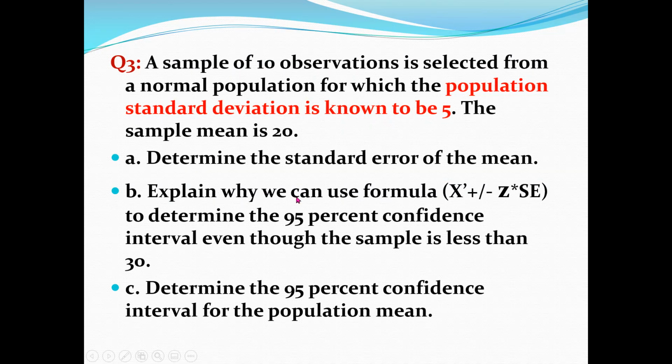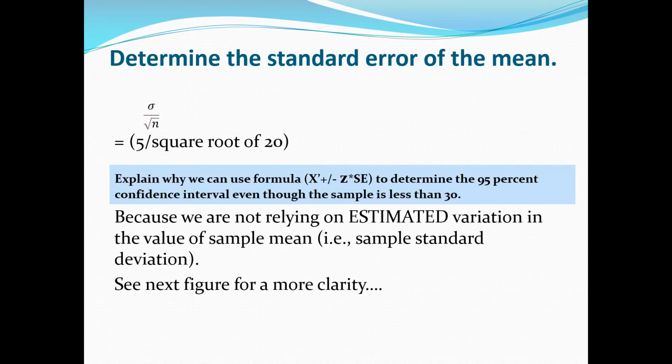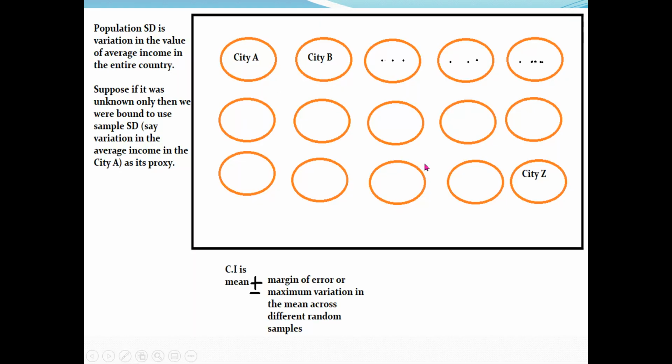Now the second part asks why we can still use the z formula or the z distribution method to develop the required confidence interval even though the sample size is less than 30. You can see, because we are not relying on estimated variation, we still have the population variance available. So you can focus on the next image for more clarity.